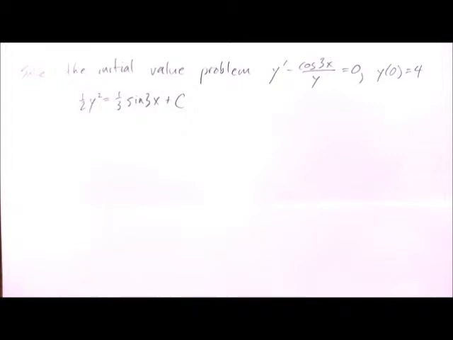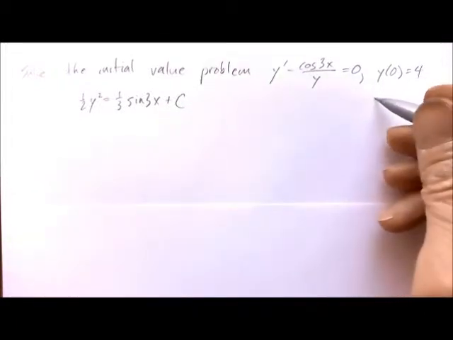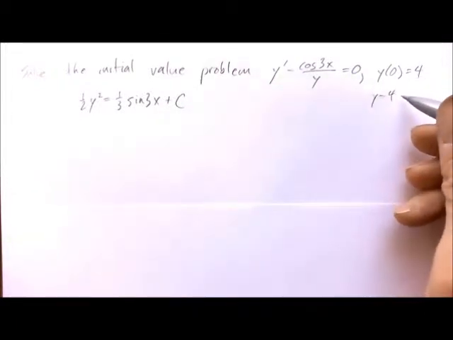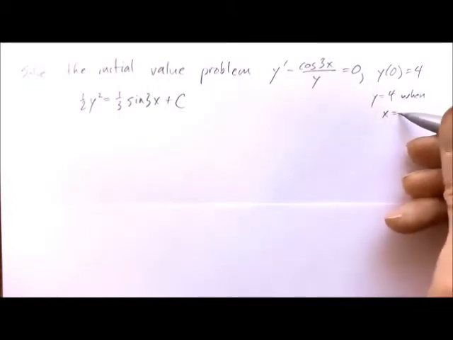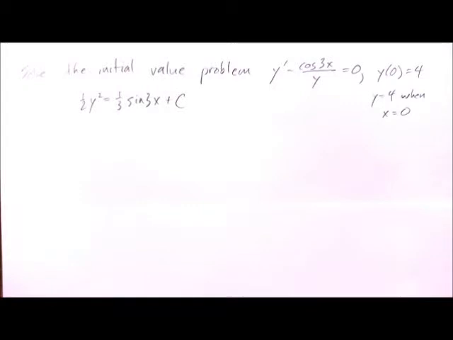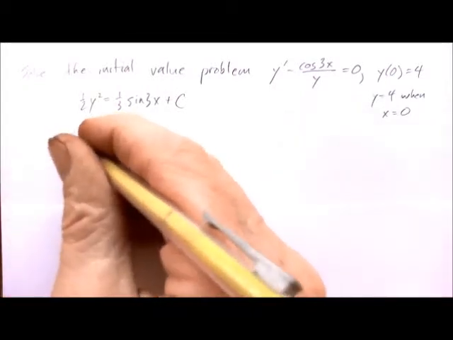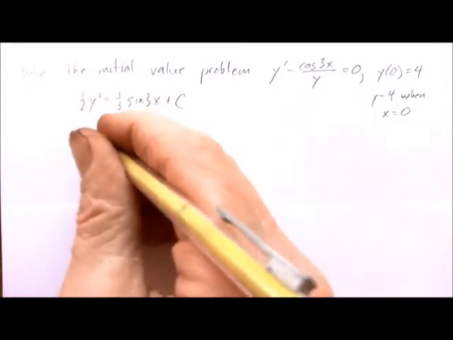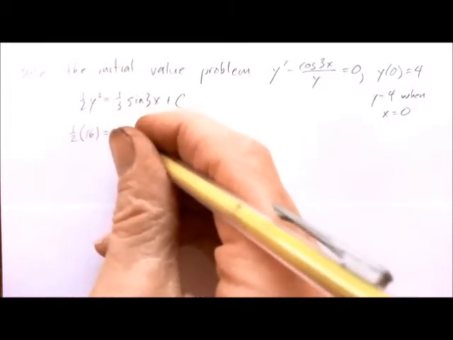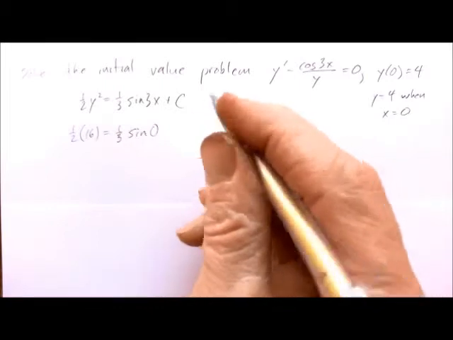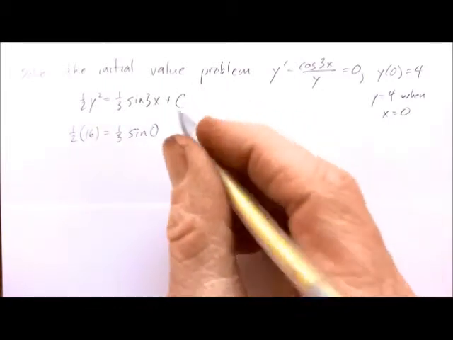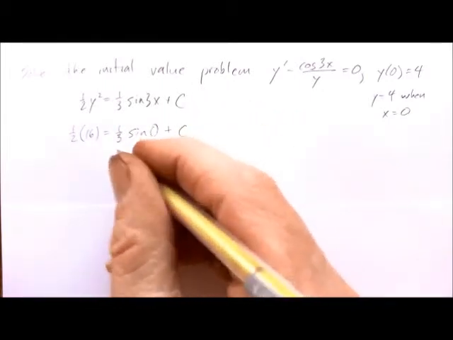Okay, so coming back, what we want to do is remember this means y equals 4 when the independent variable, which in this case is x, when x equals 0. So we put in a 4 for y, we have 1/2 times 4 squared, which is going to be 16, of course. And we have 1/3 times the sine of 3 times 0, and we put 0 in for x, 3 times 0 will be 0, plus c.